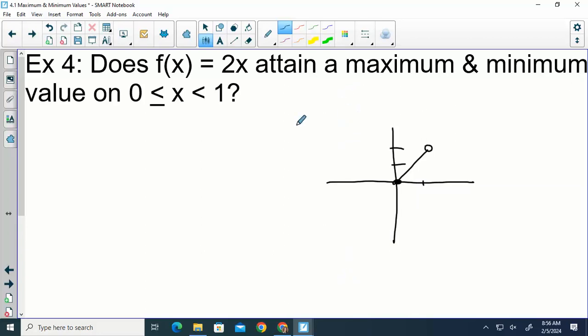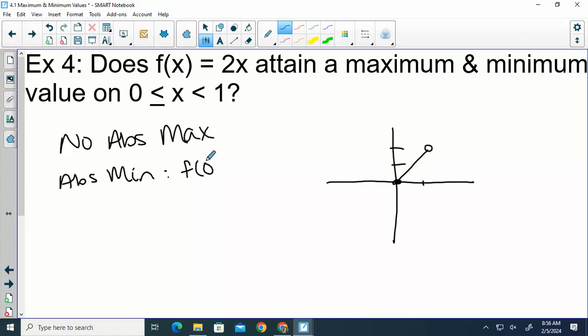Does this one have an absolute max? No. Why? Because of that open circle. So remember, what we were working on Friday said we have an absolute max and min, assuming that the interval was closed. If you have an open circle, then that changes everything. Do we have an absolute min here? Yes. It would have been at the point 0, 0, or you could say f of 0 equals 0, depending on how you write that.